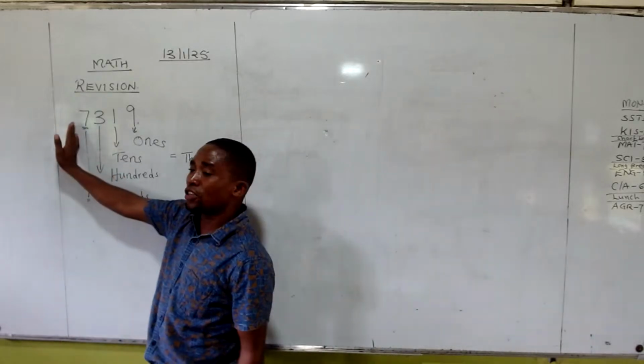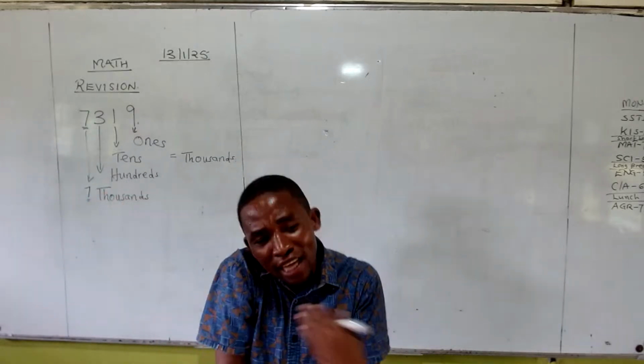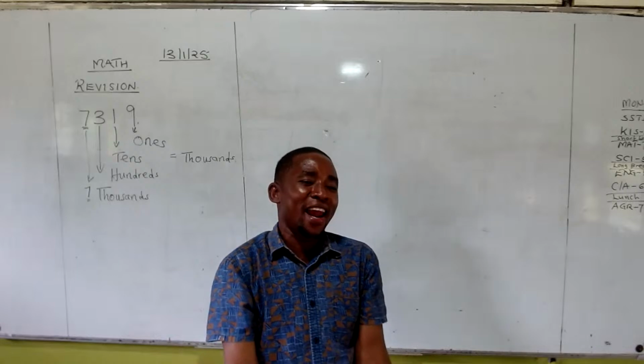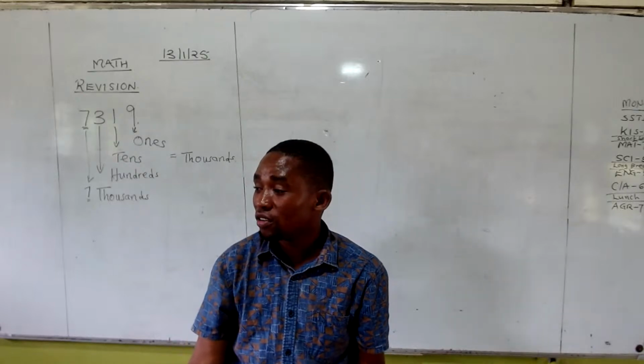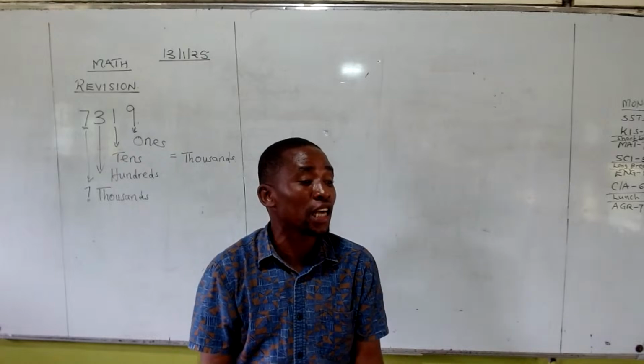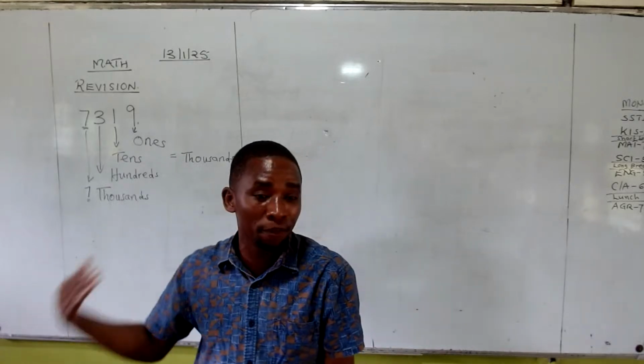And from tens of thousands, what do we go to? Hundreds of thousands. There is nothing new we are learning here. You can even reteach yourself and you are okay to go. You can even do the exercise there in the grade 5 book, because there is nothing new we are learning in place value.